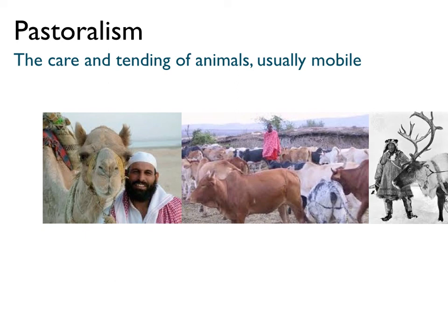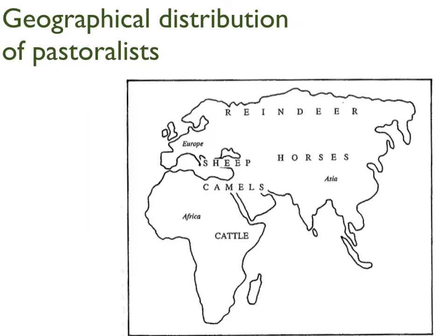So you see some examples of pastoralism here: a gentleman with his camel, a Maasai with his herd of cows, and an individual with a reindeer. And we see pastoralists distributed across the world with large-bodied, domesticated grazers. So reindeer in the north of Russia, sheep around the Mediterranean, horses in the steppes of Asia, camels around the Arabian Peninsula, and cattle in East Africa. And in South America, we also see alpacas and llamas domesticated.